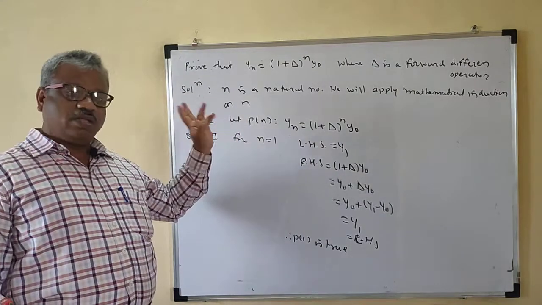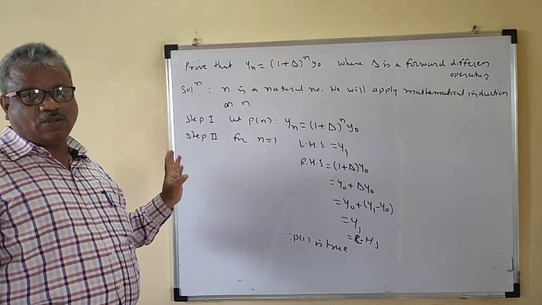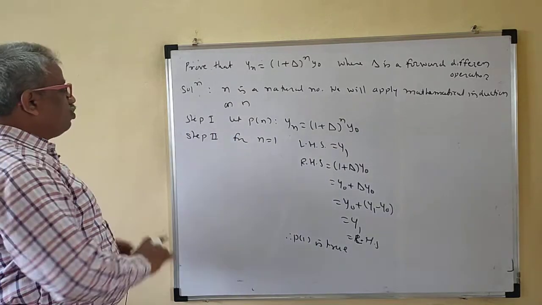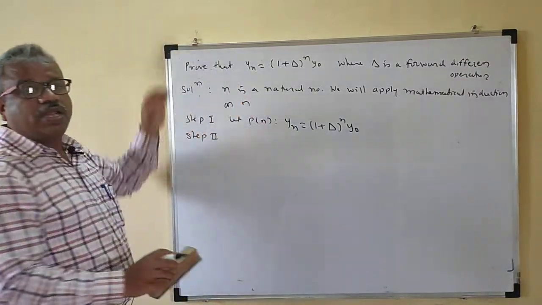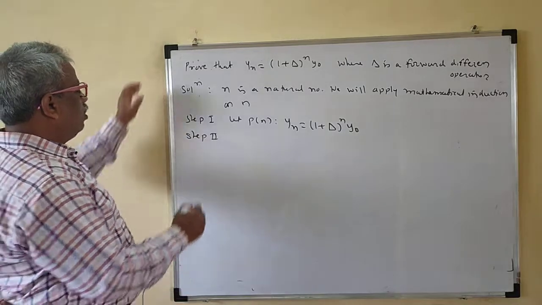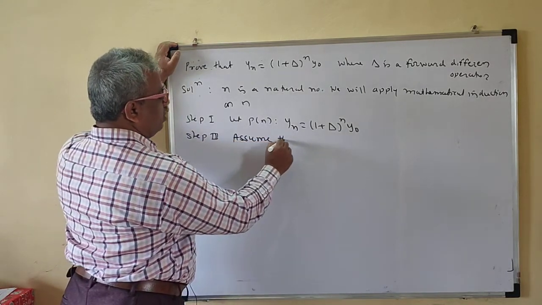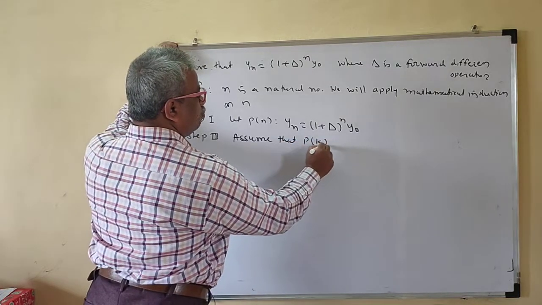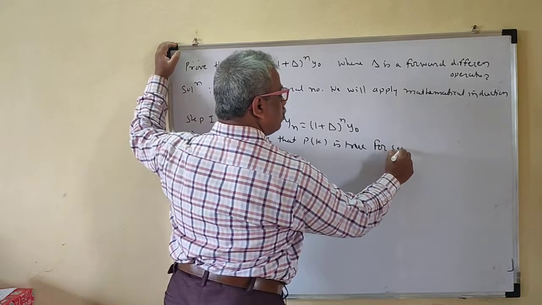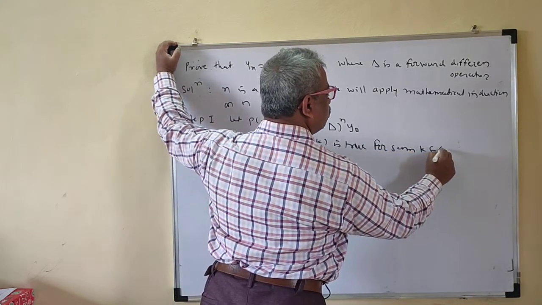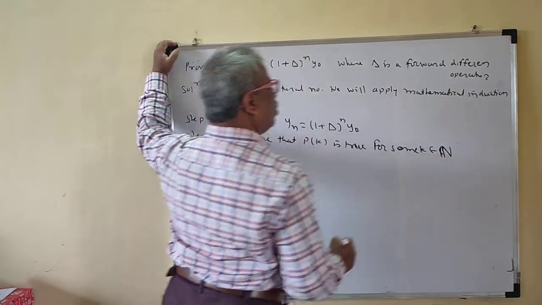So for mathematical induction there are 4 steps. Okay. So step 1, define the statement. And second one, verify the result for n is equal to 1. And step 3 is what? Assume the result for n is equal to k. And step 4 is what? Prove the result for n is equal to k plus 1. So step 3, assume that Pk is true for some k belonging to n.